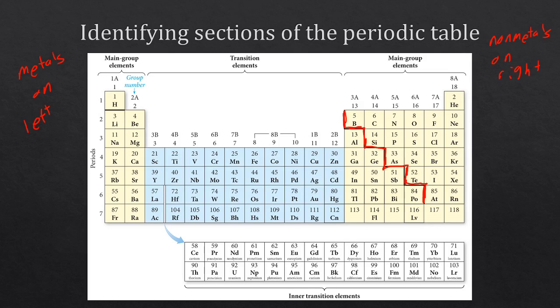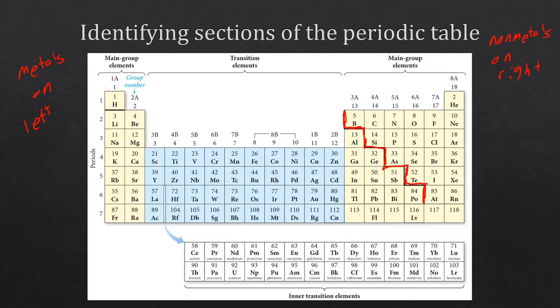You may also notice that this means that significantly more of our elements are metals because there are way more on the left side than there are on the right. That is a true statement. Most elements are metals, some are non-metals, and then a handful can behave as either metals or non-metals. We call those metalloids. So that's one way to break everything up.